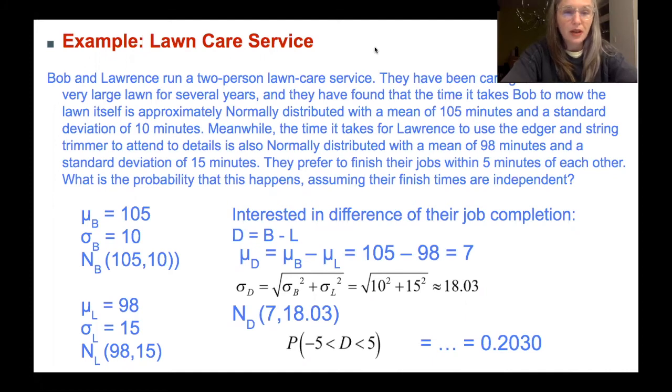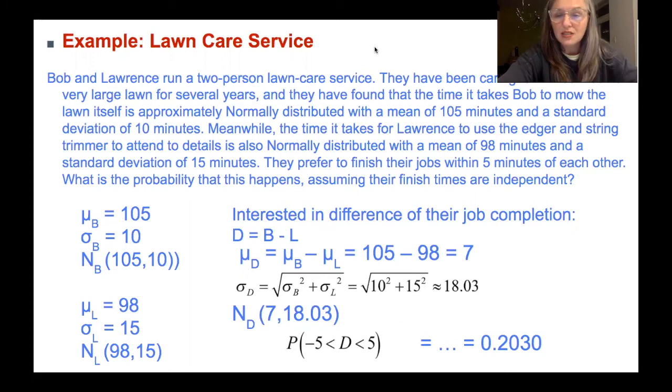Bob and Lawrence run a 2-person lawn care service. They have been caring for Mr. Johnson's very large lawn for several years, and they have found that the time it takes Bob to mow the lawn itself is approximately normally distributed. This is really important because it allows us to go to the normal curve and use that function in our calculator. It has a mean of 105 minutes and a standard deviation of 10 minutes.